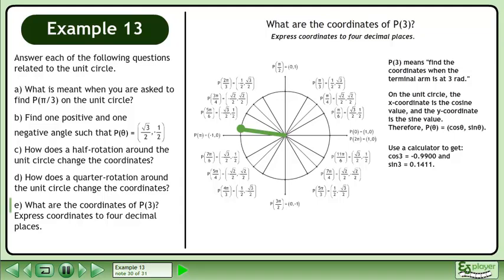Use a calculator to get cos 3 equals negative 0.9900 and sin 3 equals 0.1411. Make sure the calculator is in radian mode since the angle is in radians. The answer is P at 3 equals negative 0.9900, 0.1411.